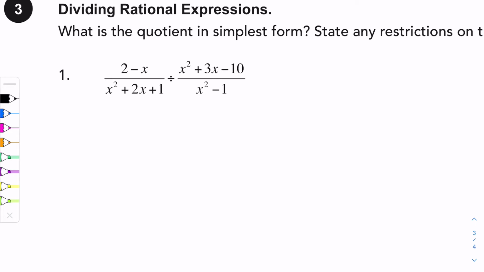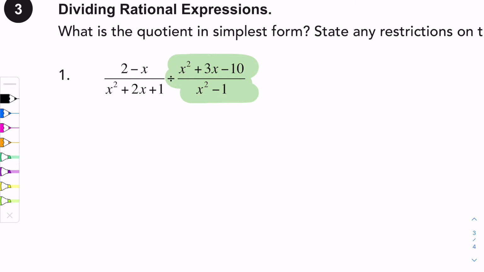Number 1, we have 2 minus x divided by x squared plus 2x plus 1, divided by x squared plus 3x minus 10 over x squared minus 1. So the second fraction, this fraction right there, is what you have to multiply by the reciprocal.